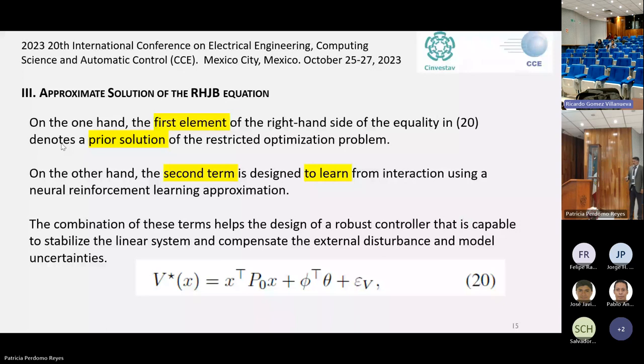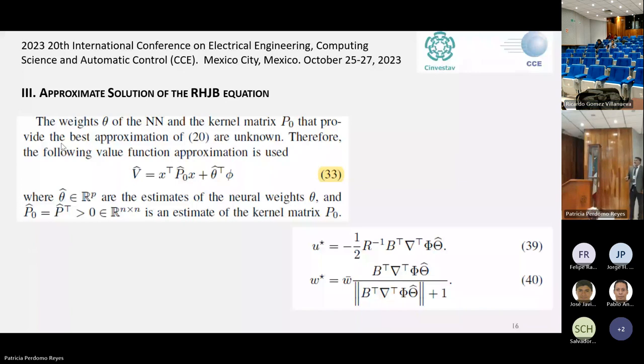Then this equation as a function is important. We construct the product of two functions, like a linearization in terms of the dynamic parameters, called the linear regressor, where theta are the weights of the neural network, and this P is the estimate of the kernel matrix. Then, after we apply some algebraic manipulation, we obtain this new control and the worst-case perturbation. This symbol indicates that we estimate the parameters.